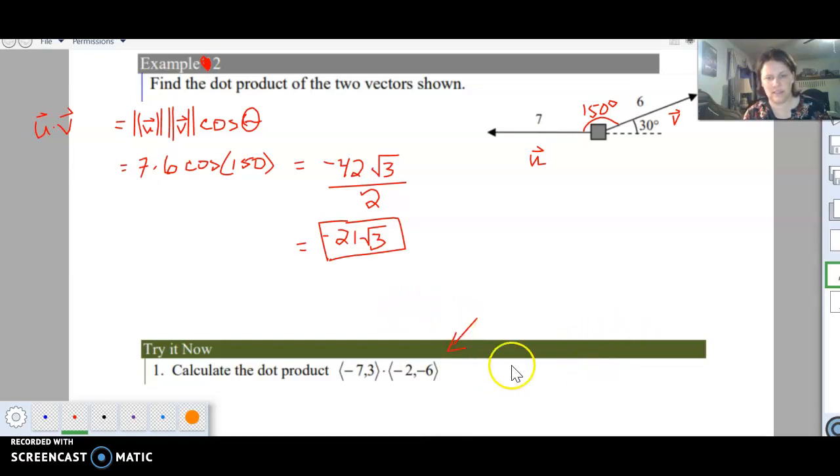Okay, now hopefully you took the time to figure that out on your own. So to find our dot product of these two vectors here, we're going to do -7 times -2 plus 3 times -6. And that's going to equal 14 minus 18, which is -4. Okay, and we'll move on to the next example.